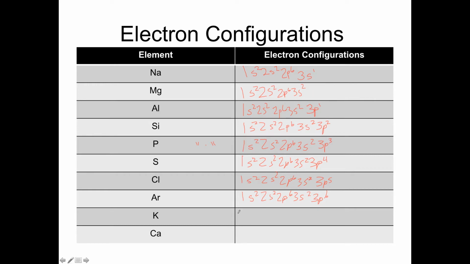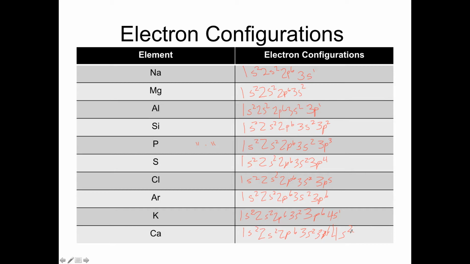Okay, let's try a couple more. So potassium, 1s2, 2s2, 2p6, 3s2, 3p6, and then we jump down to the 4s1. Okay, last one here, 1s2, 2s2, 2p6, 3s2, 3p6, and then 4s2.